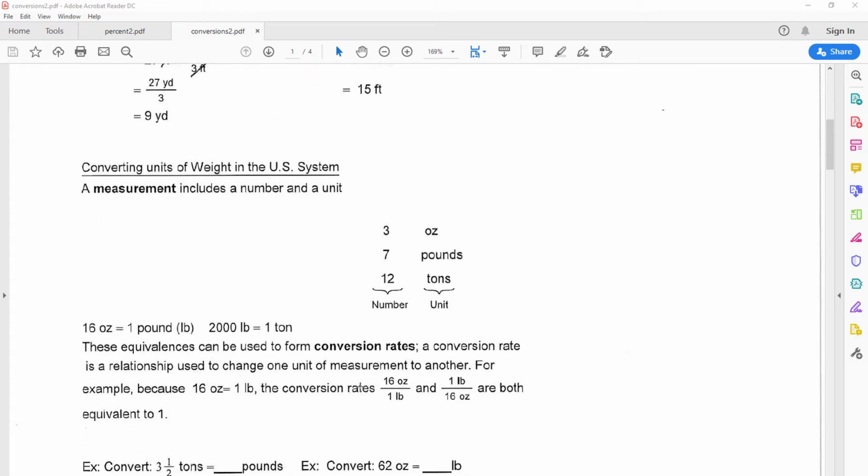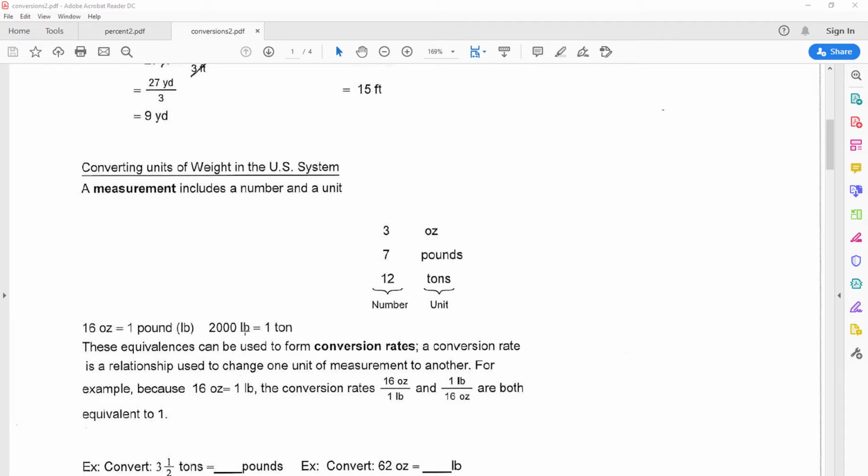The next one here, converting units of weight in the U.S. system. A measurement includes a number and a unit. There are examples here of measurements of units of weight, some small and some large. Now we have equivalences here that relate the two quantities. 16 ounces is equal to 1 pound, and 2,000 pounds is equal to 1 ton.